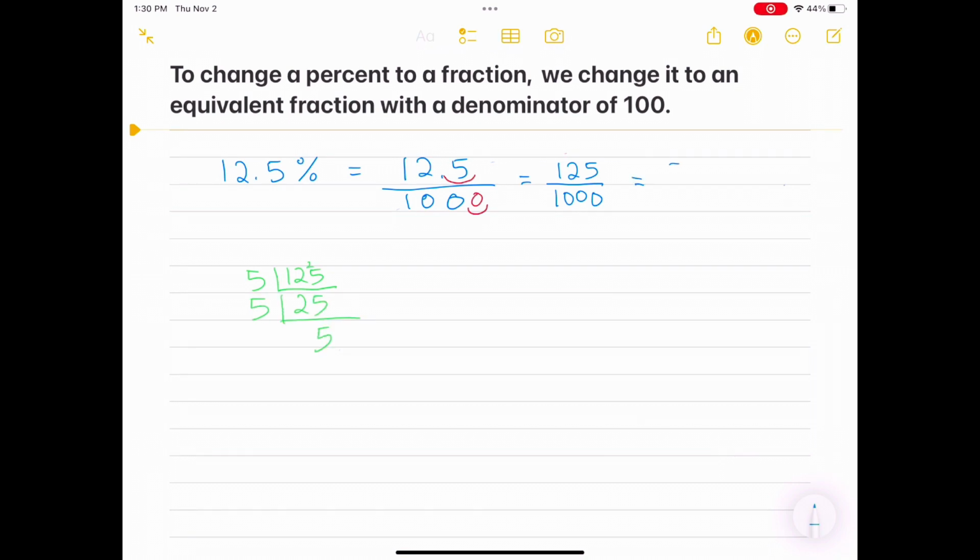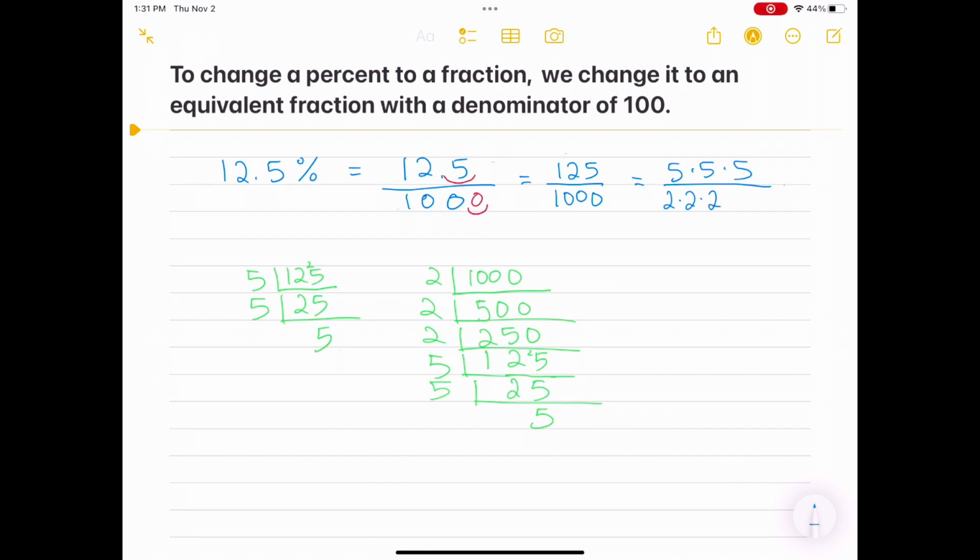And then we prime factorize the numerator 125 to give us 5 times 5 times 5. And we do the same to the denominator 1000, which gives us the factors of 2 times 2 times 2 times 5 times 5 times 5. And we line up the numerator factors and the denominator factors accordingly and eliminate the like factors, leaving us with the numerator of 1 and the denominator 2 times 2 times 2, or 1/8.